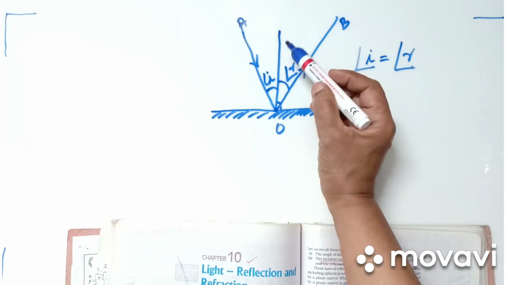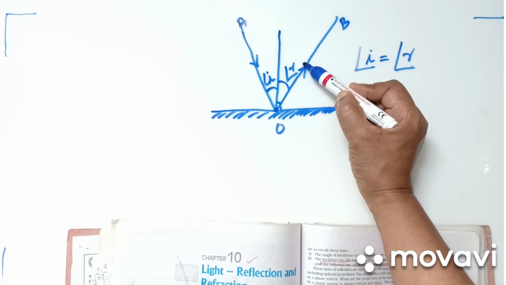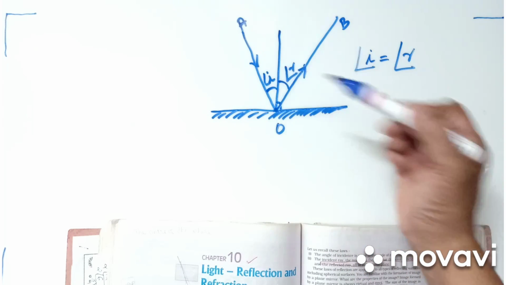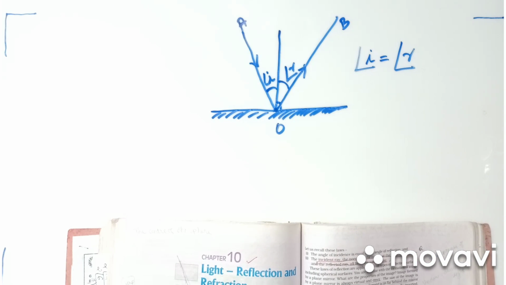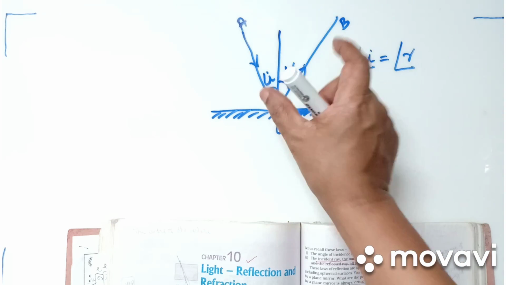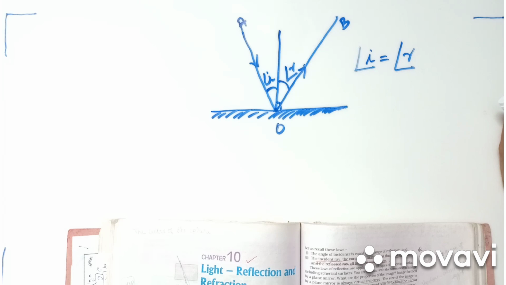The second law is that the normal, the incident ray and the reflected ray all lie in the same plane. This is your law of reflection. This law is satisfied for all types of mirrors. Now, this is about the plane mirror.